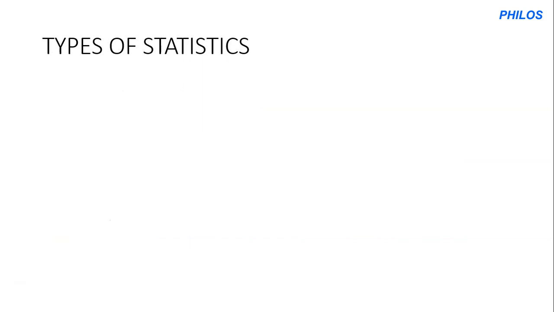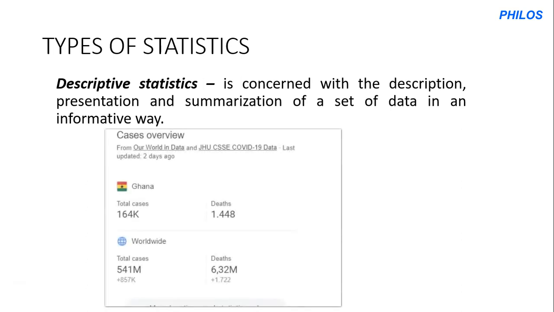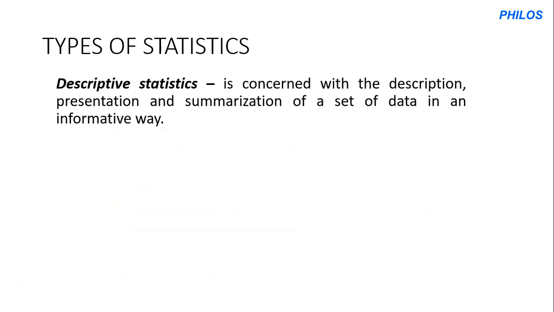Now let's look at the types of statistics, or branches of statistics. The first one is known as descriptive statistics. Descriptive statistics is concerned with the description, presentation, and summarization of a set of data in an informative way. So when you ask the general public if your soap is good or not, 70% said it is good and 30% said it is not good. That presentation you've made there is known as descriptive statistics.